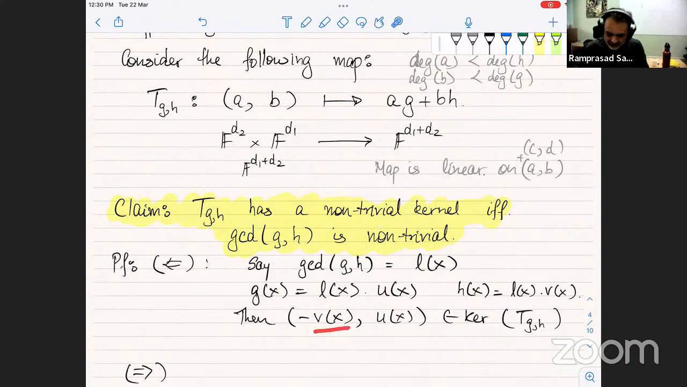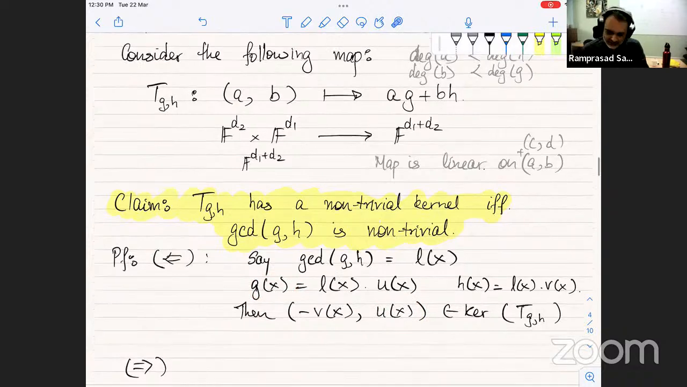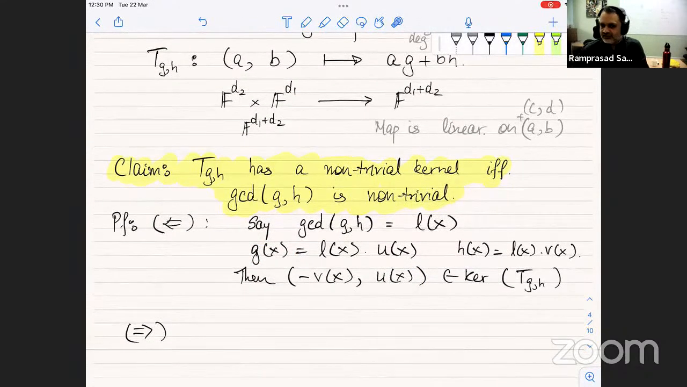And notice that v of x's degree is certainly smaller than degree of h. u of x's degree is certainly smaller than degree of g. So therefore all is well. It's a legitimate point in the kernel. So it's the other direction that is a little non-trivial.